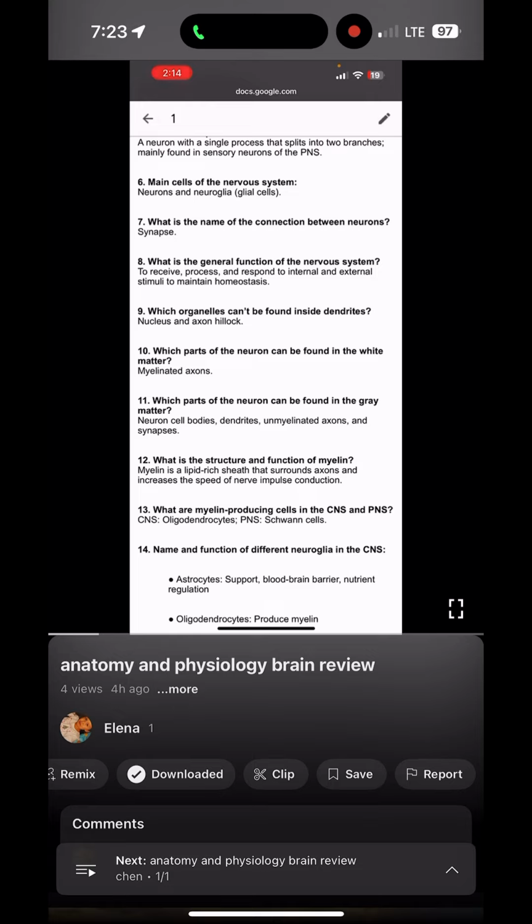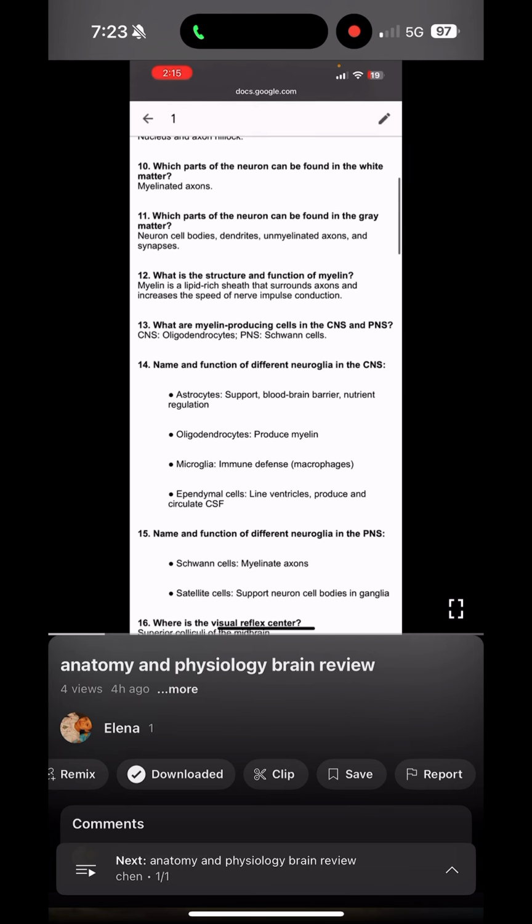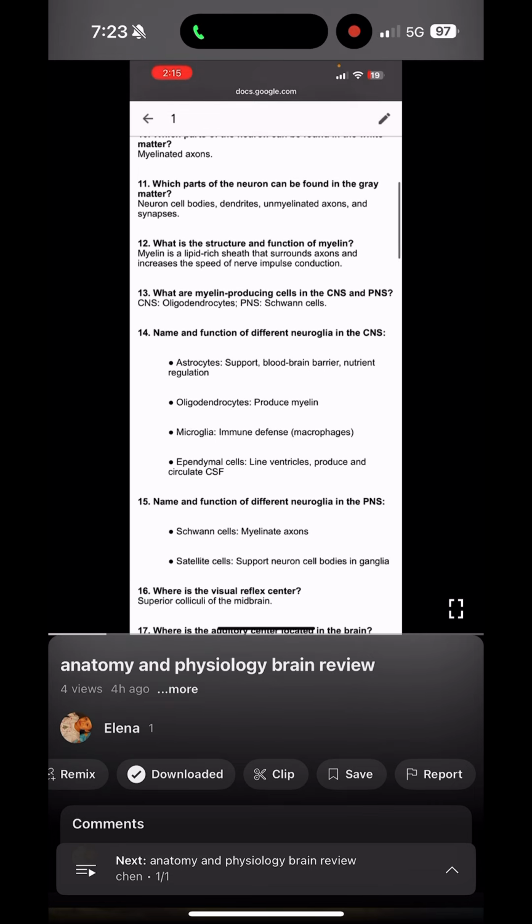Which organelles can't be found inside dendrites? Nucleus and axon hillock. Which parts of the neuron can be found in the white matter? Myelinated axons. Which parts of the neuron can be found in the gray matter? Neuron cell bodies, dendrites, unmyelinated axons, and synapses.